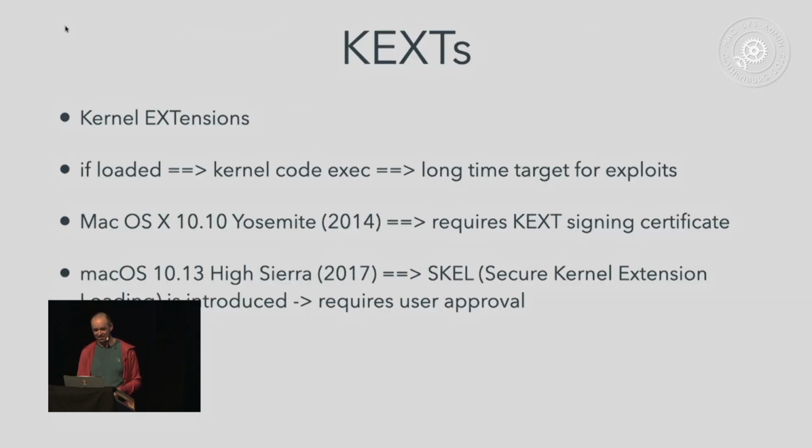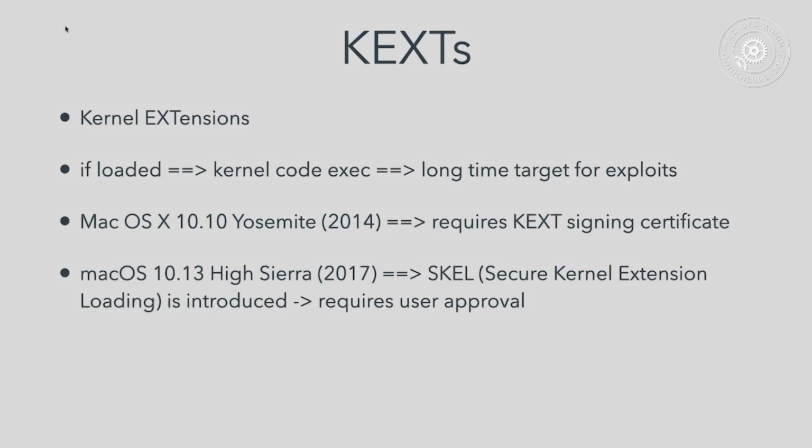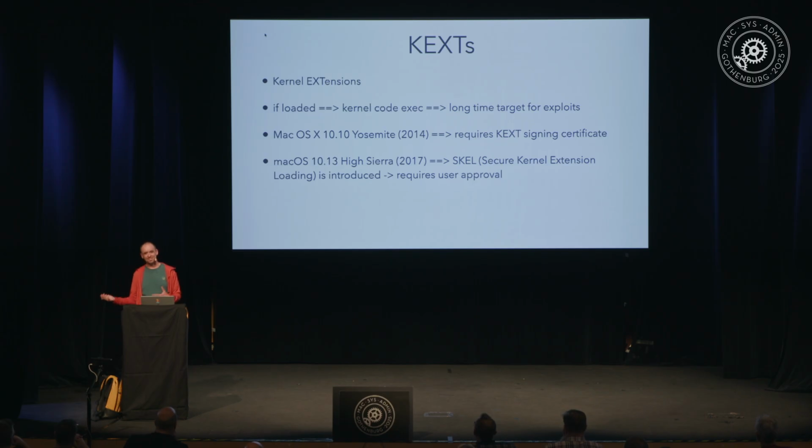Kernel extensions. Now, these are the kernel drivers on macOS. If you can load a kernel extension, you get kernel code execution. So it's been a long time target for exploits. In Yosemite, Apple introduced that they require a signing certificate. In High Sierra, they introduced this secure kernel extension loading, SKEL, which essentially means that the user has to approve the kernel extension to be loaded.